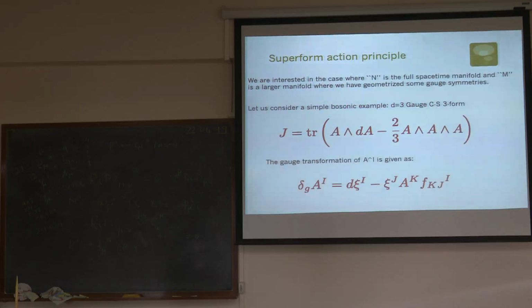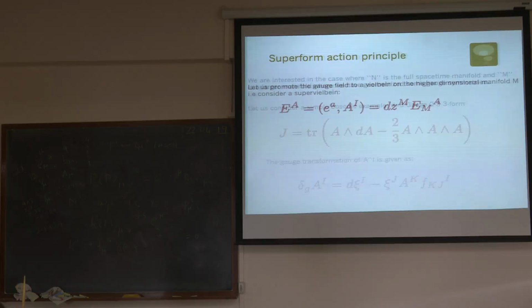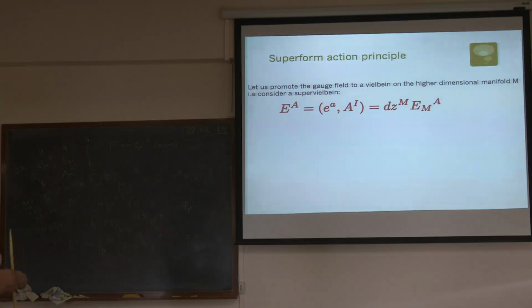Now what we do is we promote this A^I, the gauge field, to a super vielbein, where we have geometrized these gauge symmetries, and we are considering a higher dimensional manifold where A^I is a part of the vielbein. Small e^a are the vielbein on the space-time manifold, and A^I are the vielbein in the other directions. So, we have geometrized that direction.